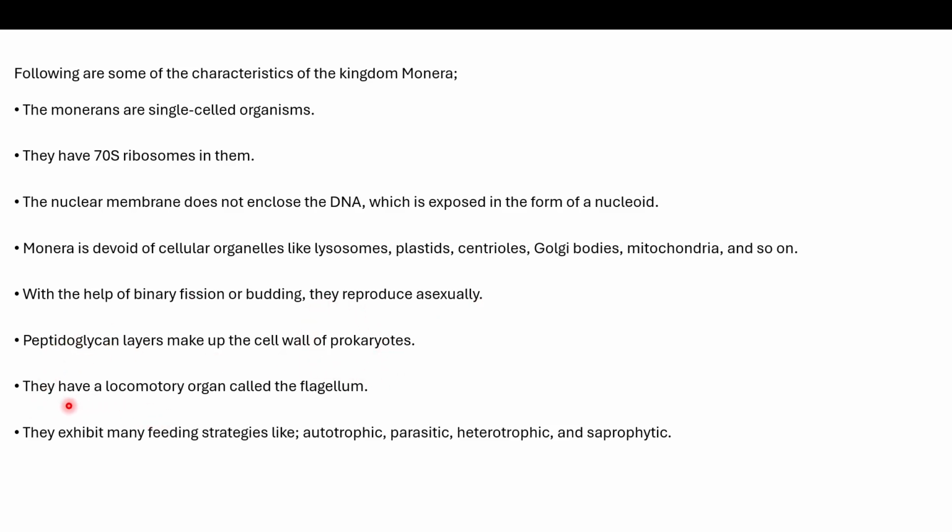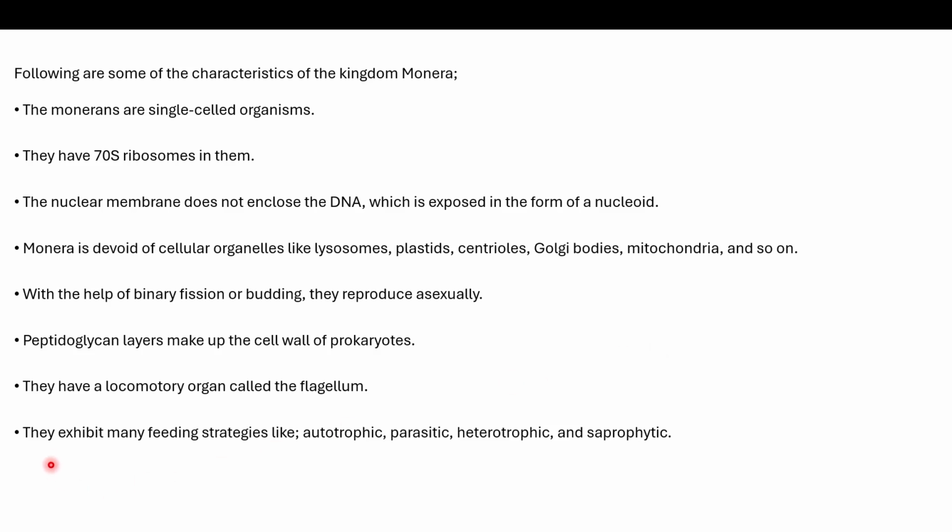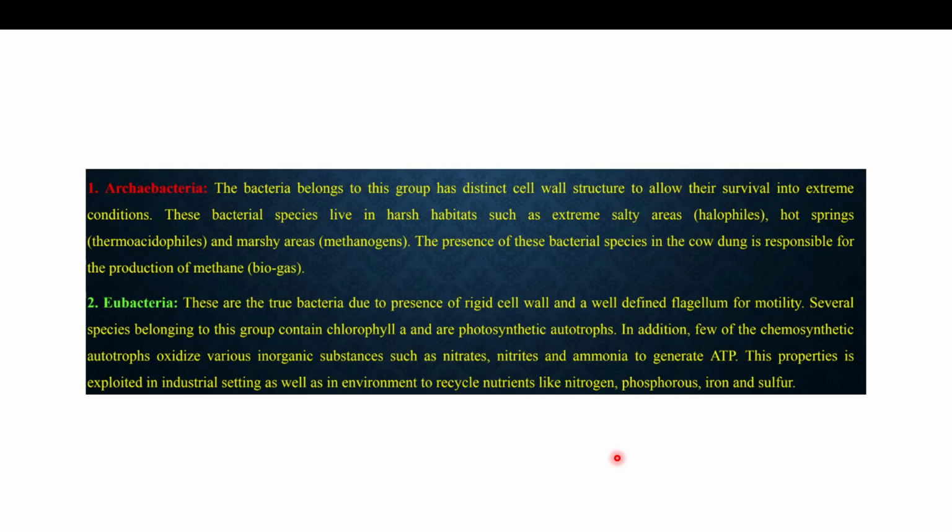Prokaryotic cells have a locomotory organ called the flagellum, here, these extensions. Monerans or prokaryotic cells exhibit many feeding strategies, like autotrophic. They can exist as parasites, they can be heterotrophs, and saprophytic, which feeds on sap. Okay, sap feeding organisms.